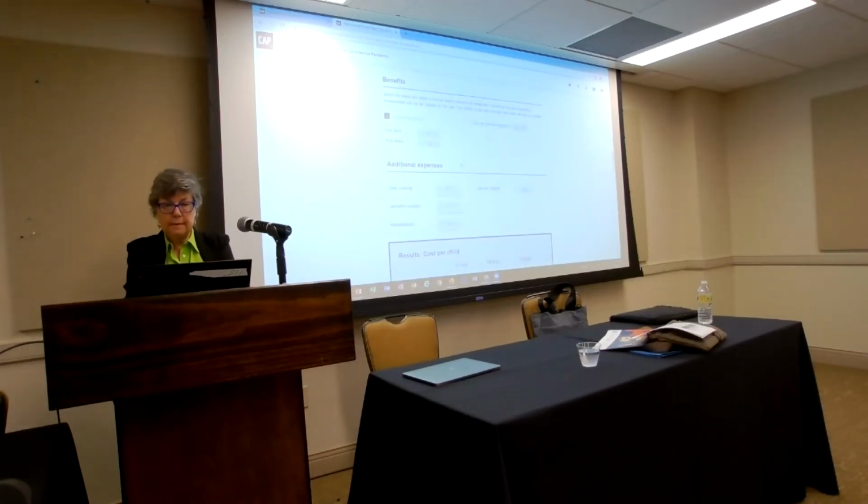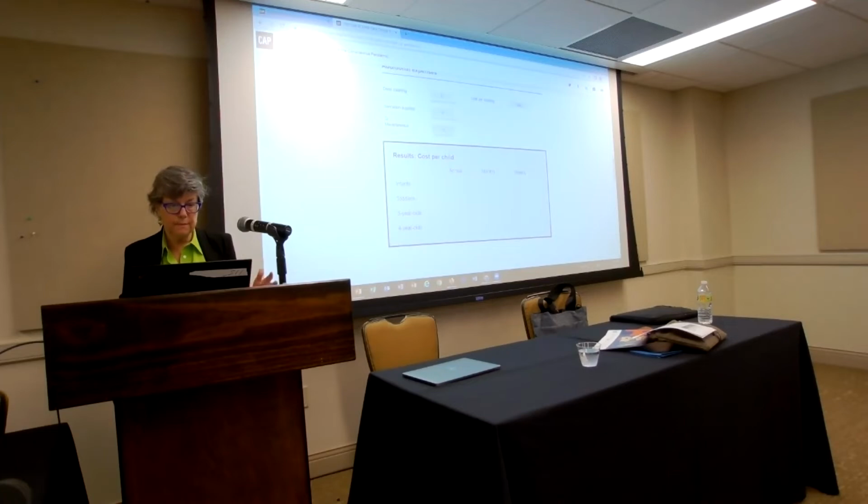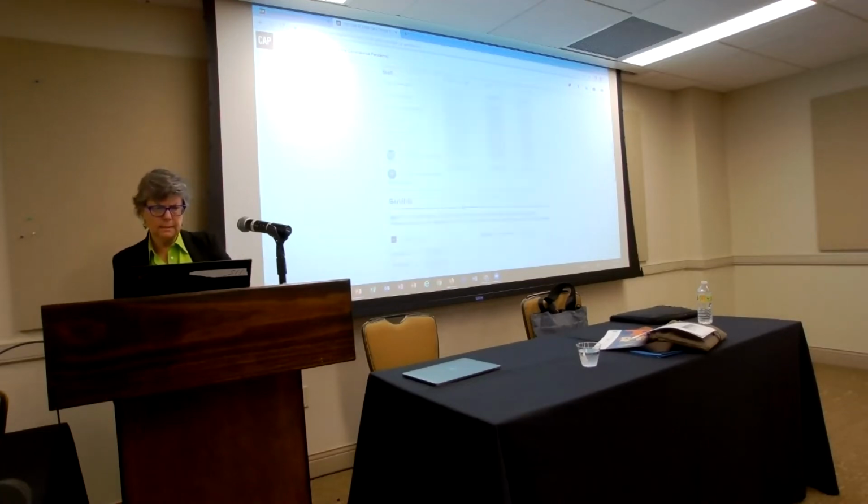Then he made an assumption about benefits, health insurance. You can take that out or add it in. So it's much more interactive. You can add additional expenses. And then at the end, but why is this not telling me a cost per child?